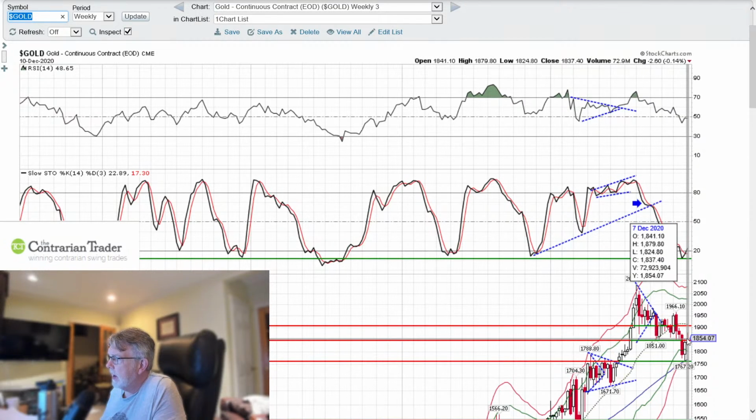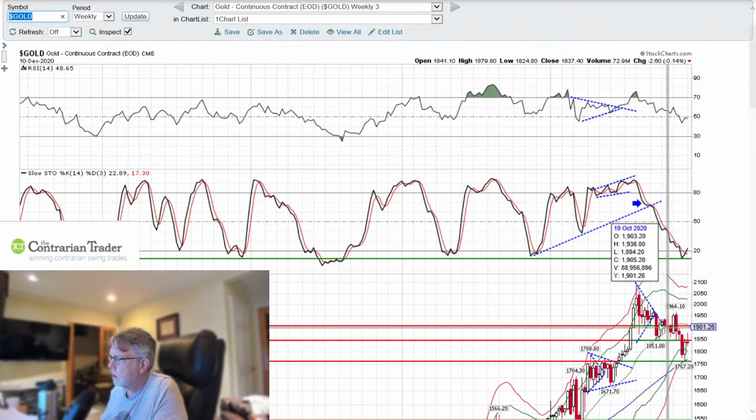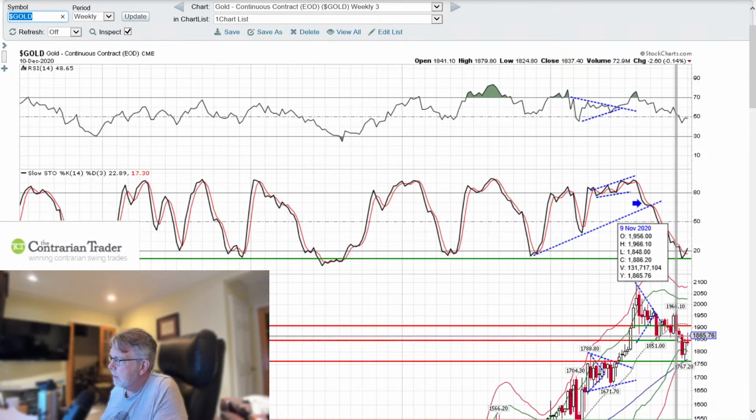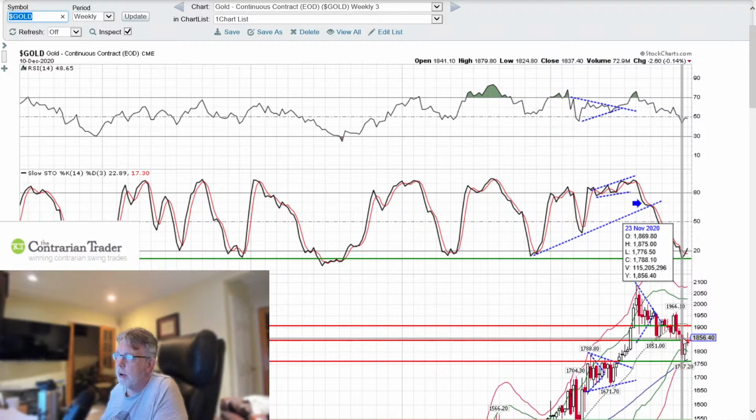We were above the 1850 mark. 1850 was very good support. It's now going to act as resistance. Look at how much time we spent bouncing off of 1850 before breaking the week of the 23rd.